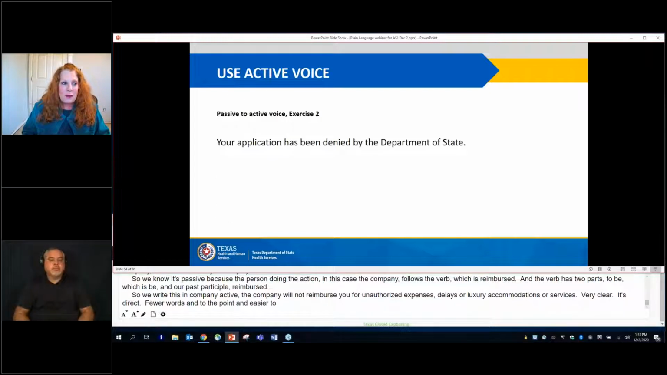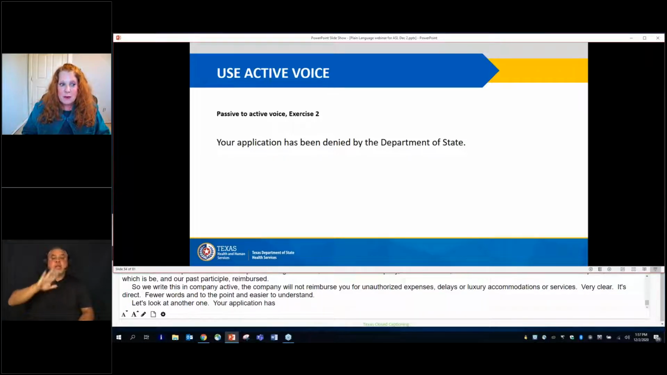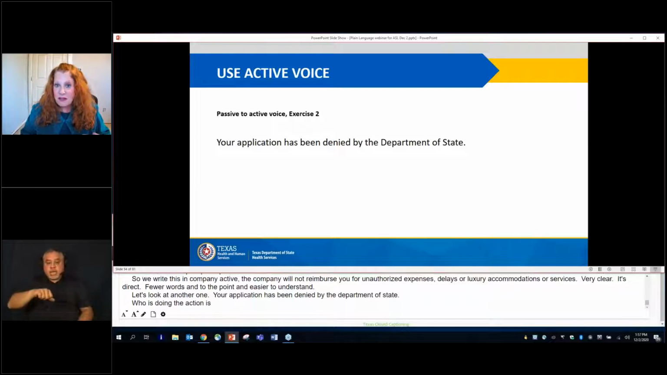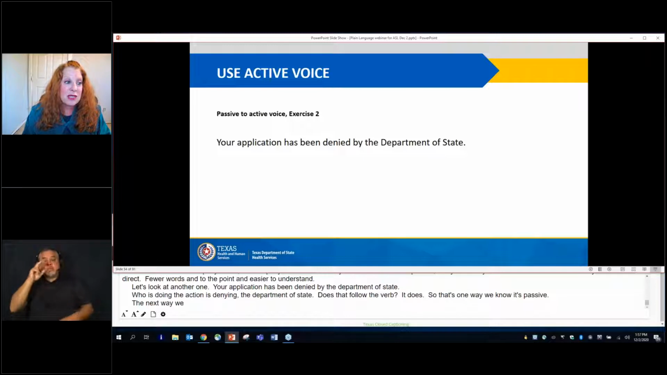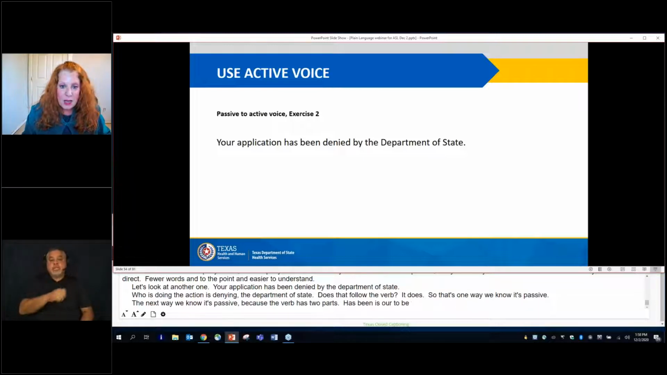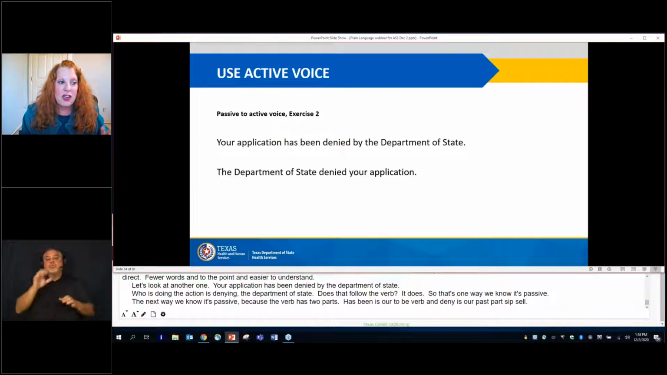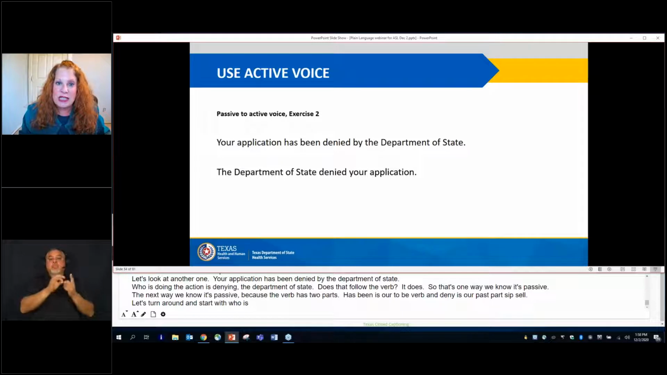All right, let's look at another one. Your application has been denied by the Department of State. Who's doing the action of denying? The Department of State. Does that follow the verb? It does. So that's one way we know it's passive. The next way we know it's passive is because the verb has two parts. Has been is our to be verb, and denied is our past participle. So let's turn around and start with who's doing the action. The Department of State, active voice, denied your application.